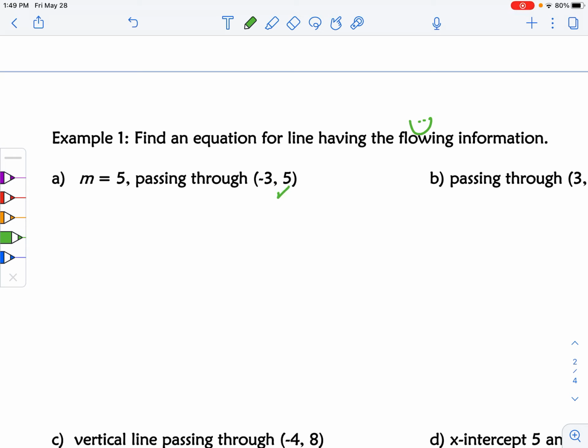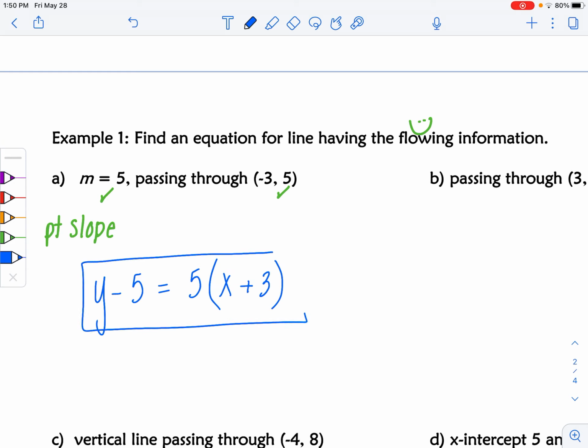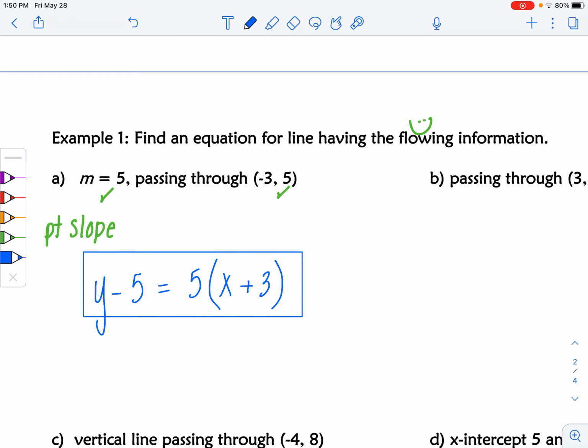Well, I'm given a point and I'm given a slope. So I believe point slope is the easiest equation to plug into. Point slope is y minus y1 equals slope times x minus our negative 3. One thing to remember, it's the opposite of your point.